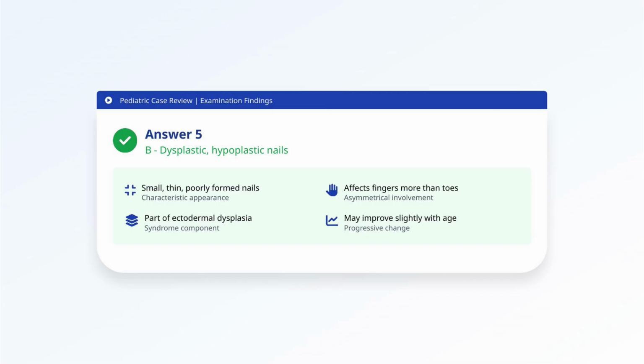The nails are characteristically small, thin, and poorly formed, affecting fingers more severely than toes. This represents the ectodermal dysplasia component of Ellis Van Creveld Syndrome. The nail abnormalities may improve slightly with age, but typically persist throughout life.